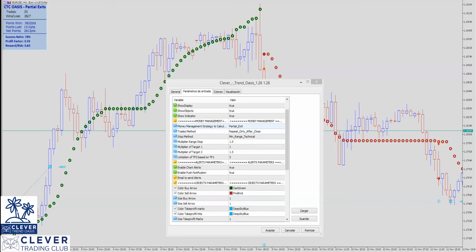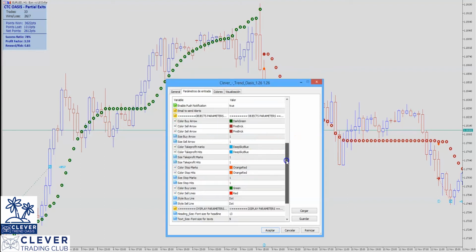Multiplier range stop multiplier if range stop method is selected. Target 1 multiplier or target 2 multiplier in some cases. For low win ratios, adding figures to this aspect can result on better performance even with a low success rate. The other parameters you will see are alerts, object color, size and parameters, and display parameters.